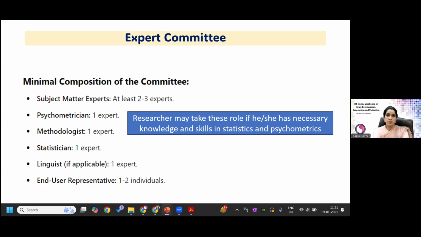If applicable, I mean if you have already done the translation activity, then that is not needed. And again, an end user representative. So in that committee, 1 to 2 people from the community or from the patient side should also be there. And then again, the researcher may take any of these roles. Like if the researcher has a skill in statistics and psychometrics, then he himself can act as any of these experts.